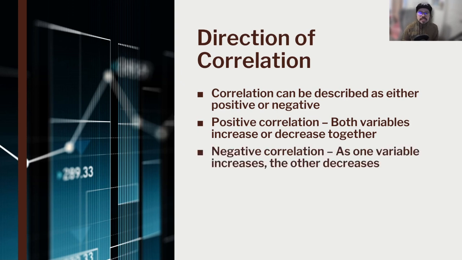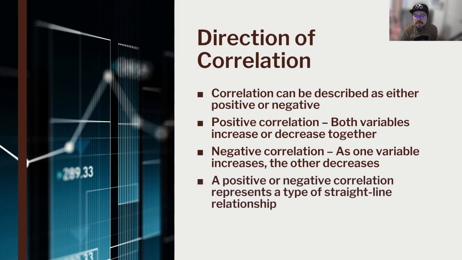A negative correlation, on the other hand, would describe a situation where as one variable increases, another variable decreases. Leaning back on this example of education level, what we see statistically speaking is that as someone's level of education increases, the likelihood of them going to jail decreases. If we were to pair those two variables together, we would see that one will increase while the other decreases, and that's what describes a negative correlational relationship. A positive or negative correlation represents a type of straight line relationship.